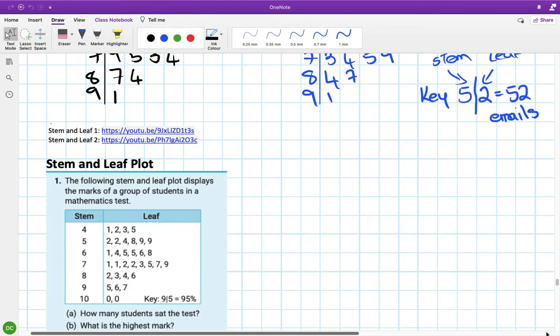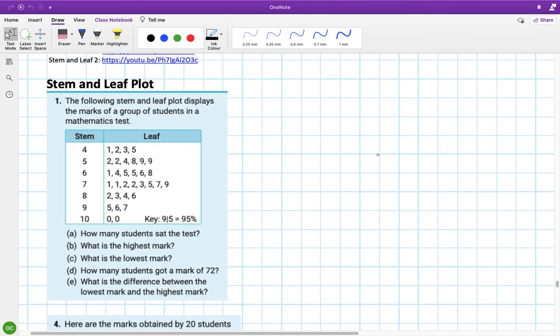Homework. The following stem and leaf displays the marks a group of students got in a maths test. How many students sat the test? So 4, 5, 6, 7, 8, 9, 10, 11, 12, 13, 14, 16, 17, 18, 19, 20, 21, 22, 23, 24, 25, 26, 27, 28, 29, 30, 31, 32, 33.